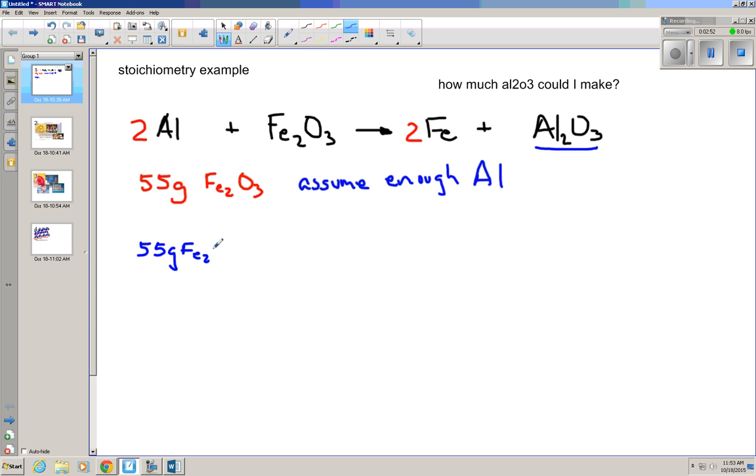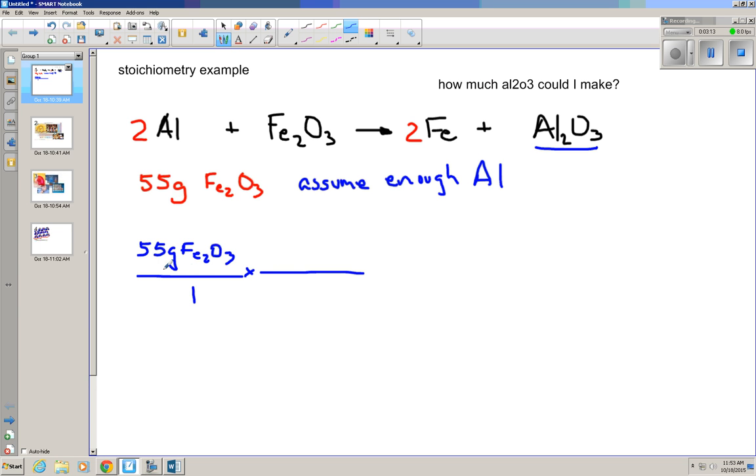Now, I know a lot of people hate to write these formulas in. They hate to write in all this information, but you know what? I think it's important. So now the deal is I can't convert directly between grams of iron oxide to grams of aluminum oxide. I have to do an intermediate step. I've got to get it to moles. All right, so that's what I'm going to do first.